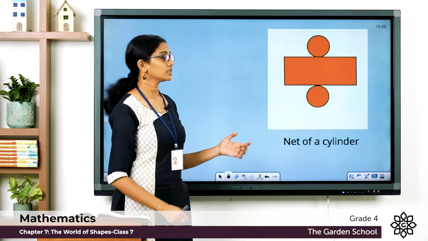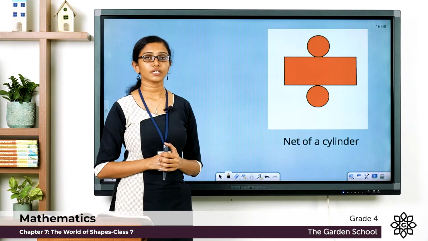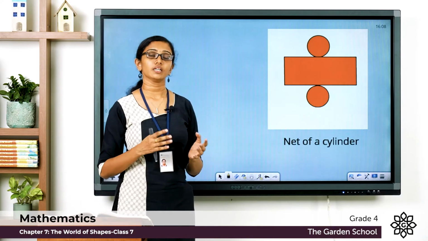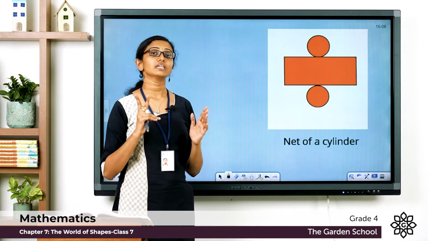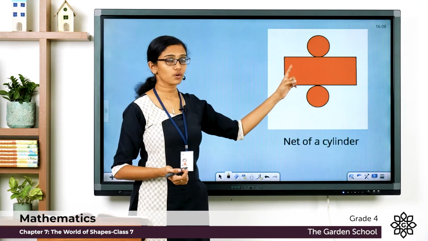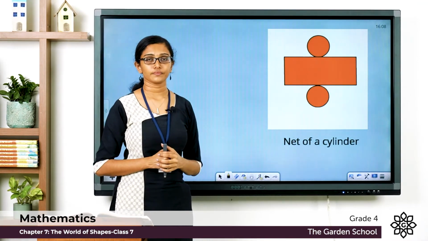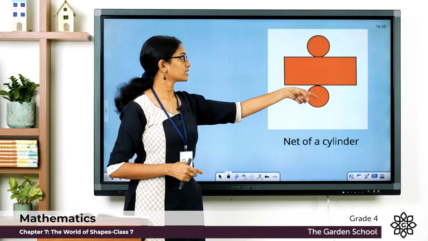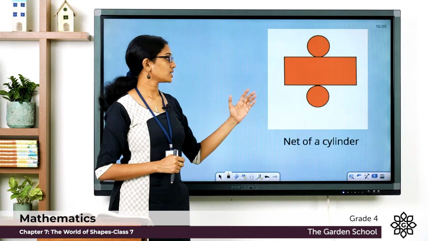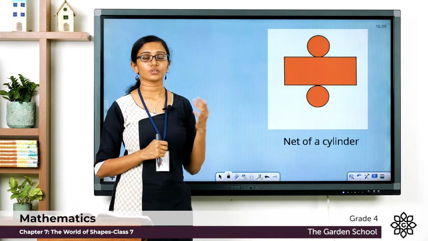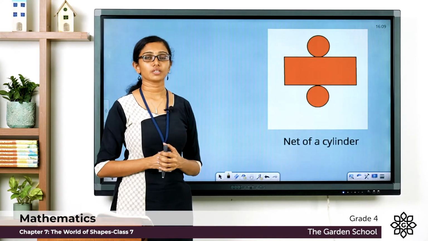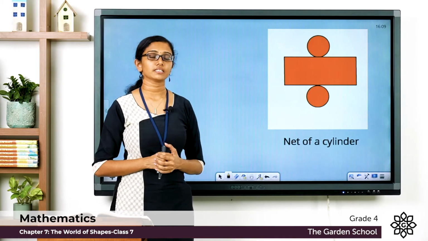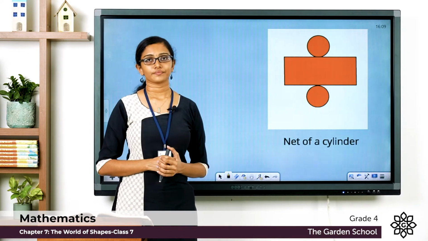And what about the net of a cylinder? A cylinder has one curved face and two flat faces which are circular in shape. When you cut open the curved surface of the cylinder, when you unfold it, you are going to get a rectangle. When you unfold the flat faces, just circular, you are going to get these two circles. So this is the net of a cylinder. So you see how these 3D shapes were unfolded to get 2D patterns. And these 2D patterns are called nets of the solids.